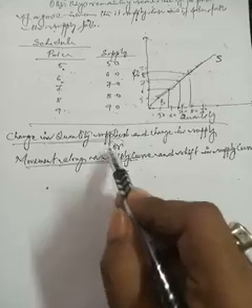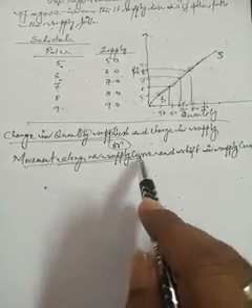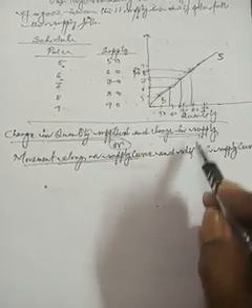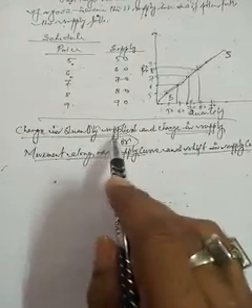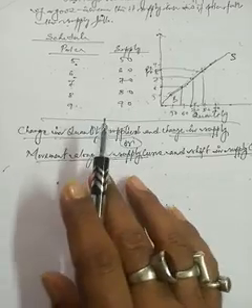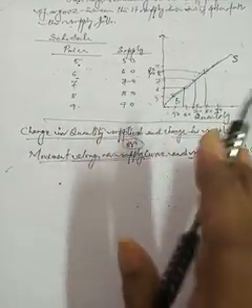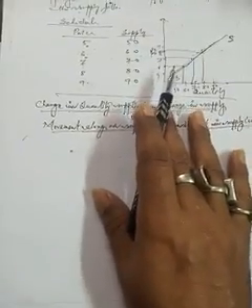That is why we write "or". Change in quantity supplied, we can write, is movement along the supply curve, or change in supply means shift in supply curve. Change in quantity supplied means movement along the supply curve. So now we will discuss what is change in quantity supplied, or movement along the supply curve, and shift in supply, that means change in supply. First we will discuss one by one.